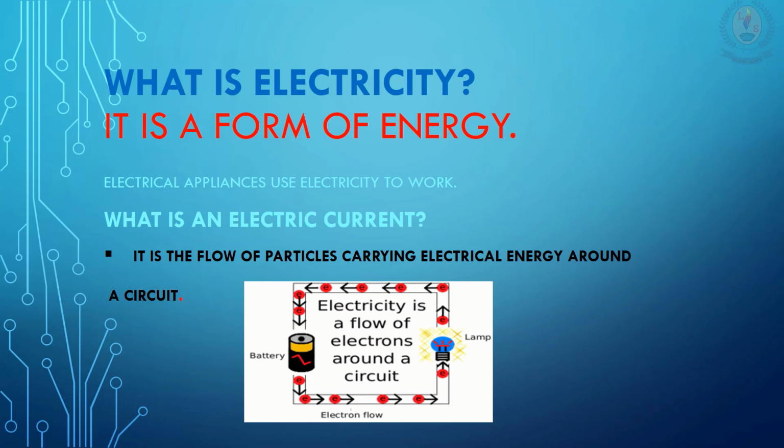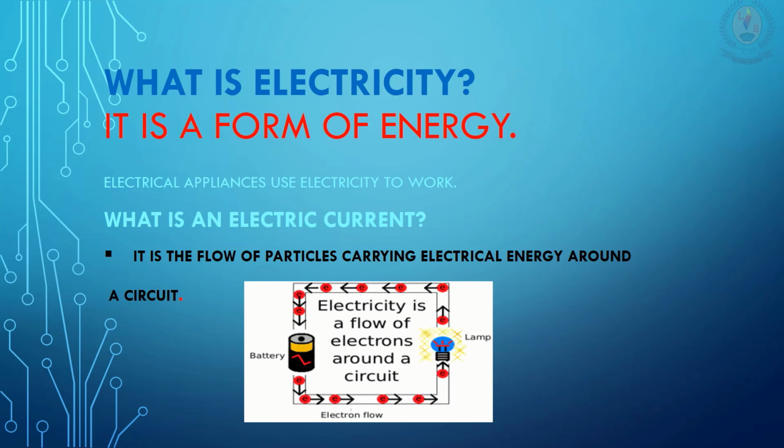So, how do these appliances work? They are working because of the flowing of current. So, what is an electric current? It is the flow of particles carrying electrical energy around a circuit.